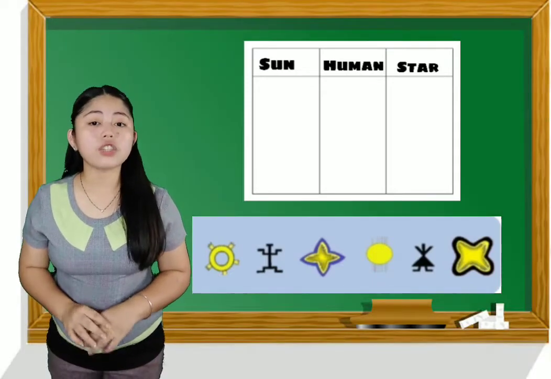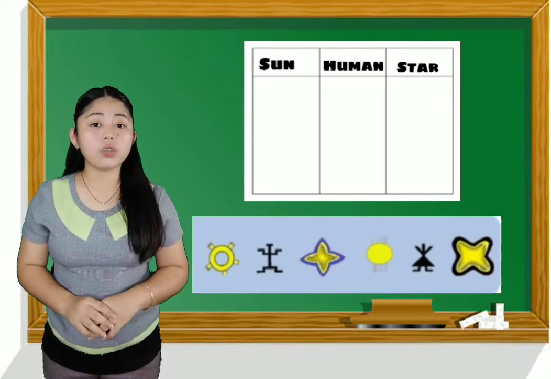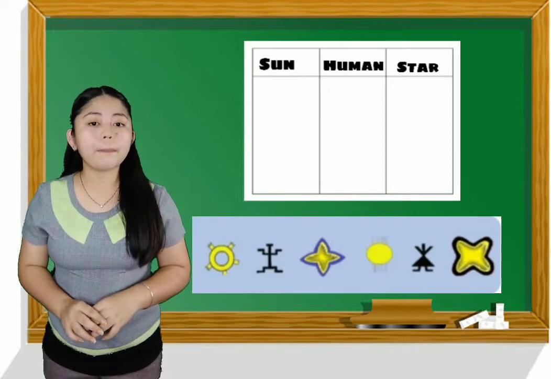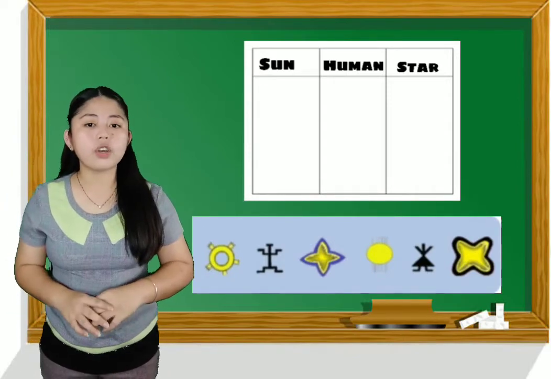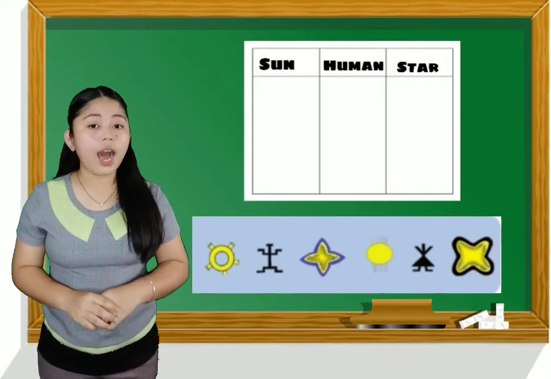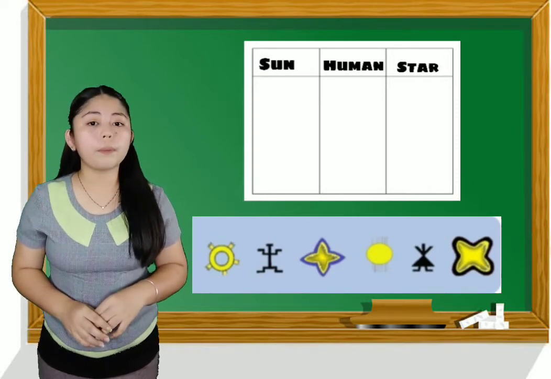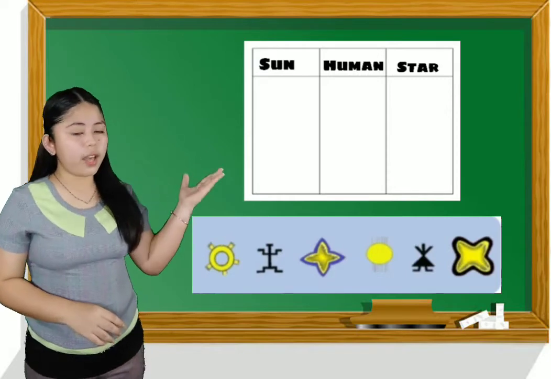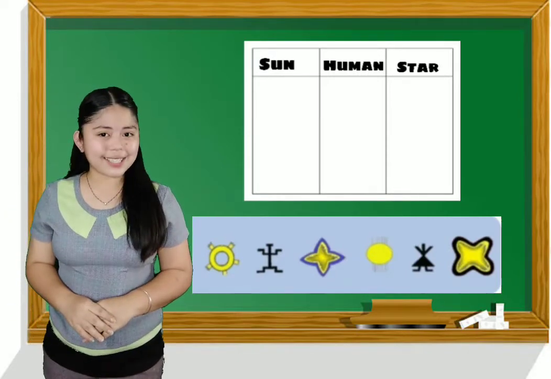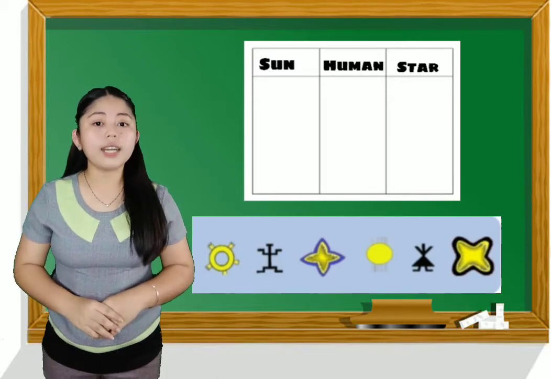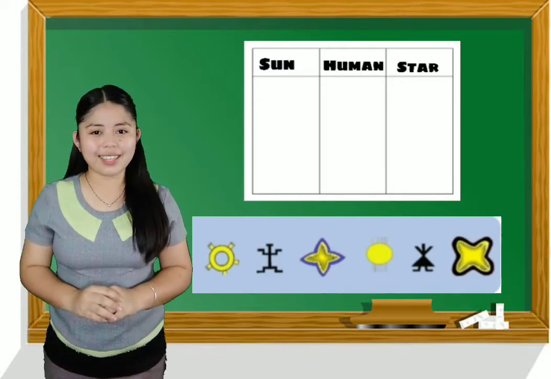Okay, so the challenge here is I will select a student in this class to pick a picture of motif in this box and describe it based on your own observations. Afterwards, you must put the picture of motif in this table under its right category. So did you get it, class? Okay, very good. Now let's start our activity.